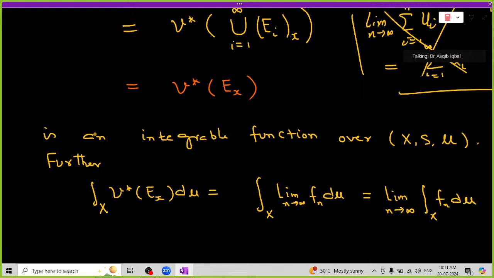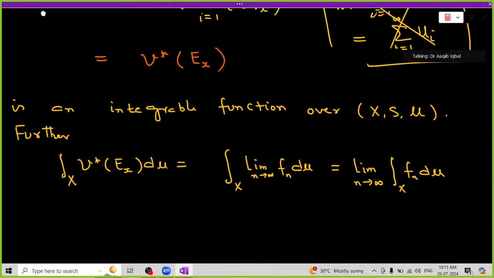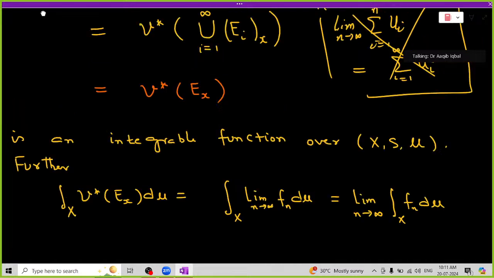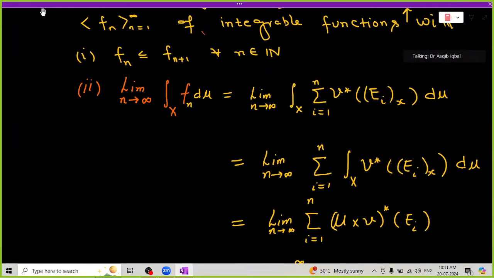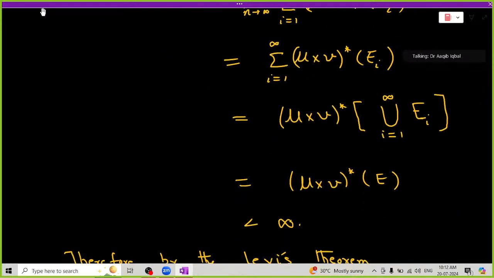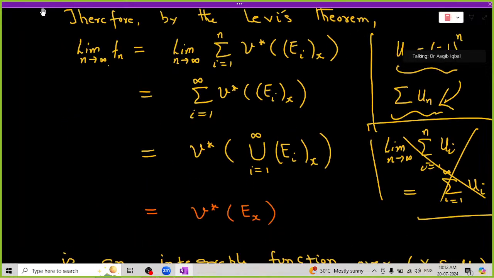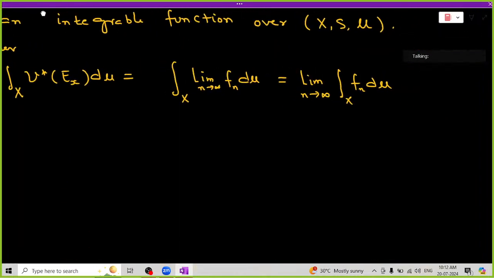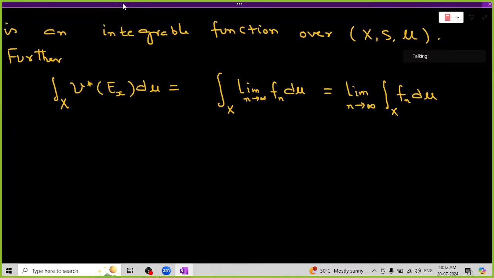और ये लिमिट हमने ऑलरेडी कंप्यूट करी है. हमें दोबारा वो कंप्यूटेशन में जाने की ज़रूरत नहीं है. लिमिट n गोज टू इन्फिनिटी इंटीग्रल ओवर X f_n dμ हमने यहाँ ऑलरेडी कंप्यूट करी है. हमने ये देखा है कि it is equal to μ cross ν star of E. This is equal to μ cross ν star of E. So that means what? The result holds in this case also.